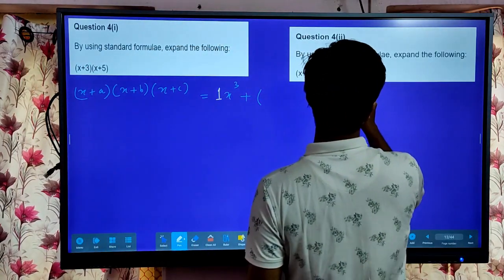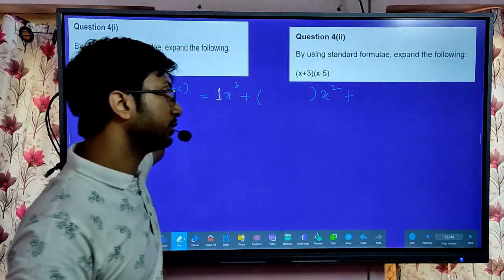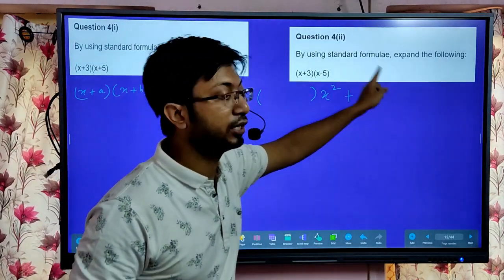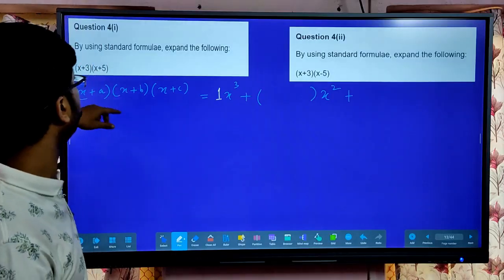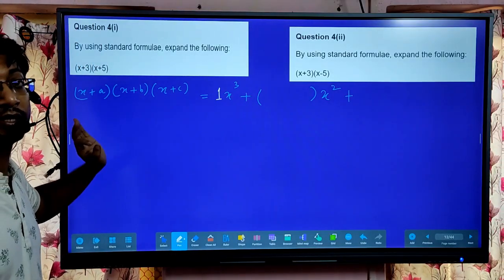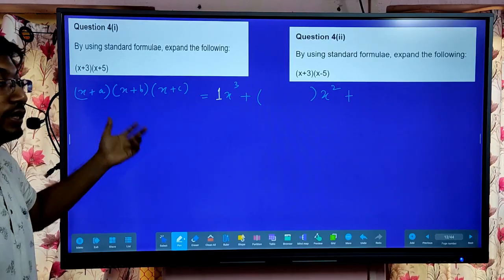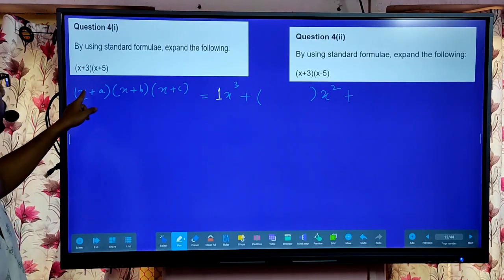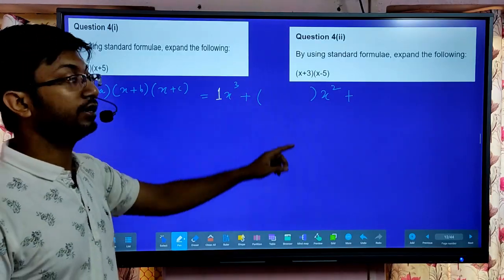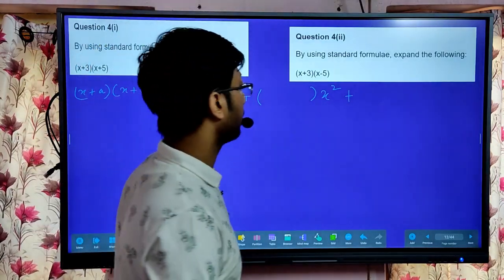Then it will be x. See, the power of x is reducing, so first term will be x cube, then it will be x square, and then it will be x. And here also one thing is valid, that this x should be single. It will not be 2x, 3x, 4x or x square, x cube, nothing. It should be only single x in all the three terms. Okay, then only this style of formula can be applied.